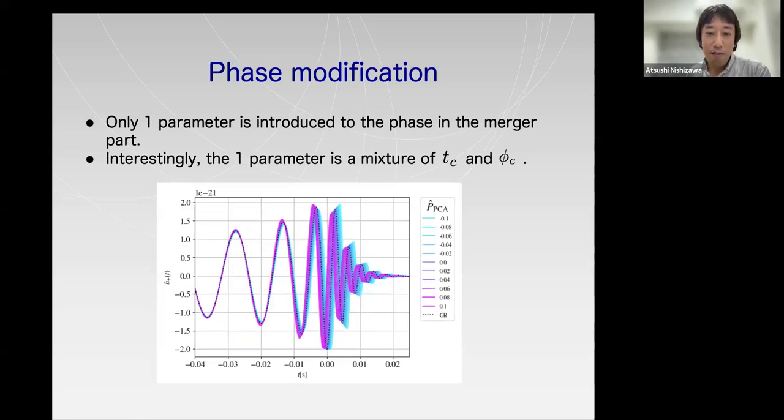So this is the phase modification, and one parameter controls this kind of phase shift. Usually, the phase has two parameters, coalescence time and coalescence phase. But what we found is that a combination of these parameters is fine. So after analyzing the principal components, we pick up one parameter to control the phase like this.